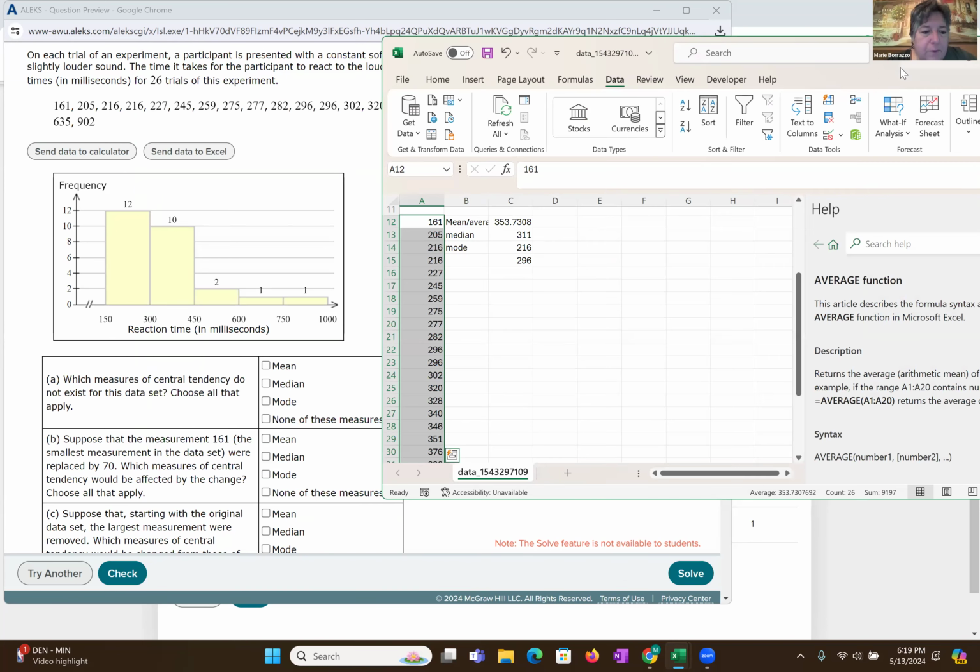All right, so let's play the game then. Which measure of central tendency does not show? What would you say? Well, they all show. They all show? Okay. So none of these.